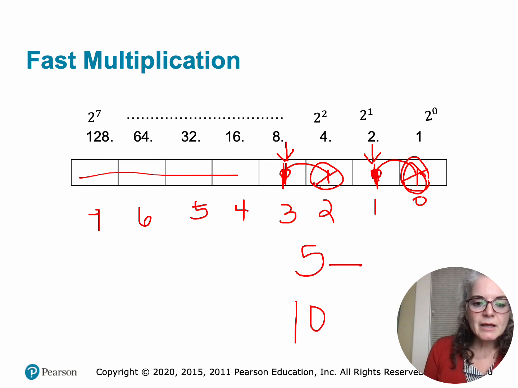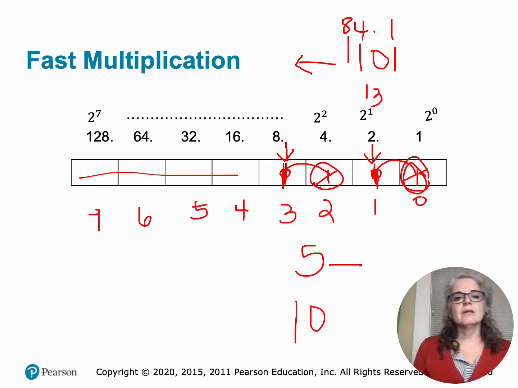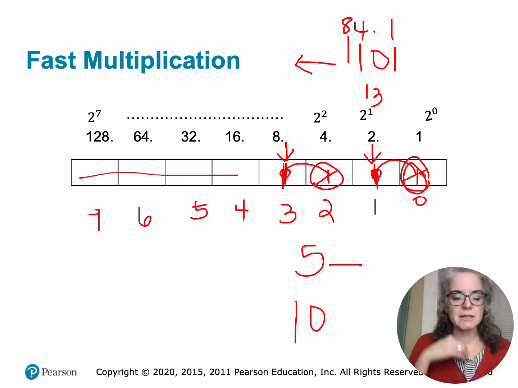So try that. Try shifting 1, 1, 0, 1 to the left 1 time. So this is worth 1. This is worth 2, but we're not going to use the 2, we're going to use the 4. And this position is worth 8. So 8 plus 4 is 12, plus 1 is 13. So this binary number is equal to 13 in decimal.